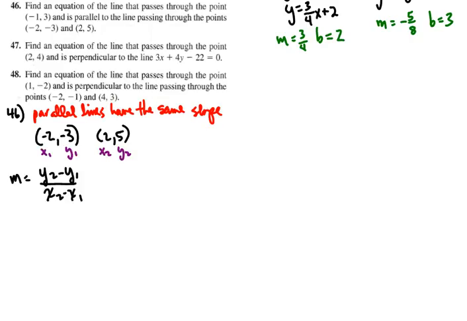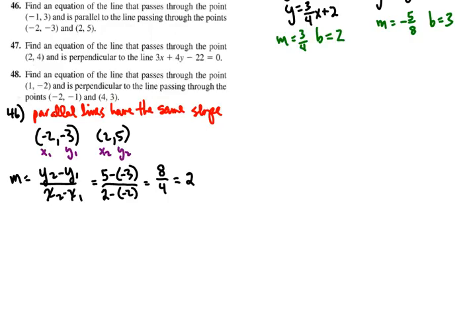So we list our 2 points and identify the coordinates as x1, y1, x2, y2. We set up our formula, which is m is equal to y2 minus y1 over x2 minus x1, and we begin to plug in our points. y2 is 5, y1 is -3, so we get 5 minus -3. And x2, x1, we get 2 minus -2. So 5 minus -3 is going to be 8, and 2 minus -2 is 4. And so the slope of the line that we're trying to be parallel to is 2.